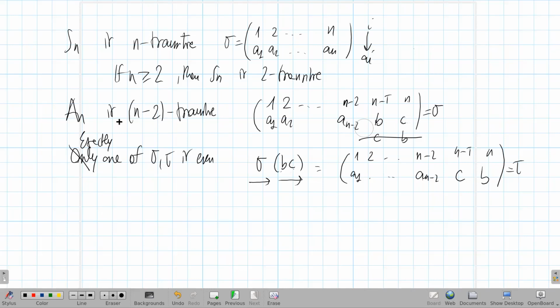So you can only be sure to take n-2 elements where you want. In particular, this means that A_n is 2-transitive if n-2 is at least 2, that is, n is greater than or equal to 4. Good. But we are only interested in 2-transitivity, and we will see in a second.